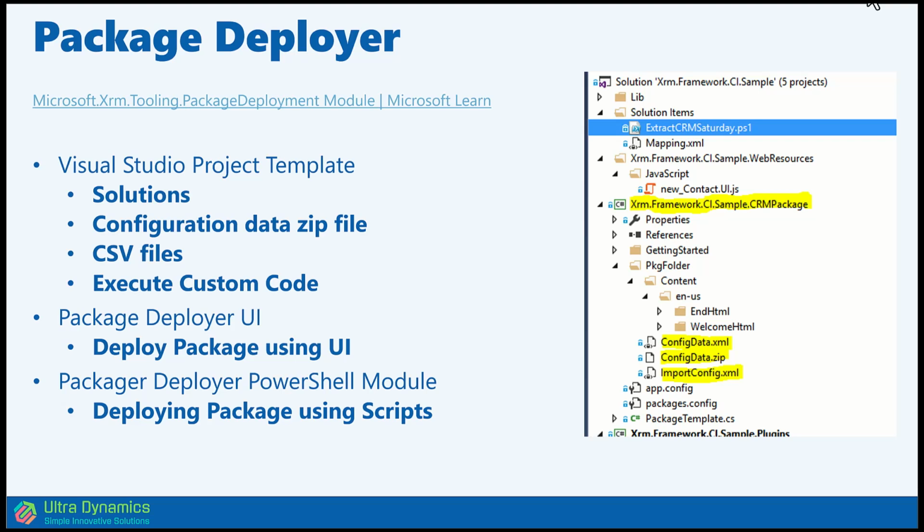The package deployer is a template that allows you to build a package for deploying your full application. This will include your solutions, any data that goes with it, and any additional steps you want to perform after the solution imports. The package deployer comes with a desktop app that you can use to test the deployment of your package, but you can also use the PowerShell module, which you can use to automate the deployment of this package using PowerShell.